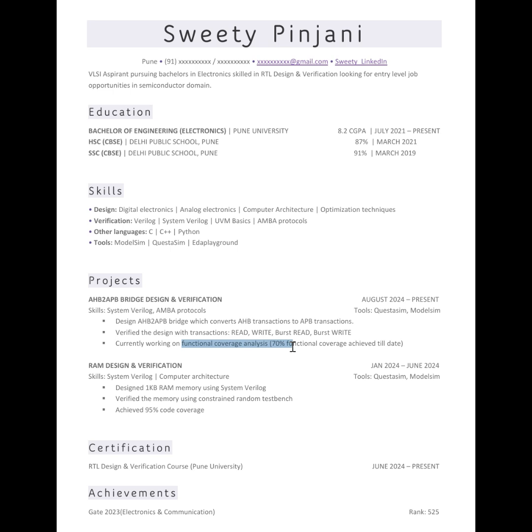You may be questioned why the coverage is only 70%. What is it that is missing, and what is your strategy to cover that? You should be able to answer. Maybe you will write some directed test cases, or maybe you will change something in randomization so that the bins which are not covered will be covered. Those can be different strategies to improve your functional coverage.